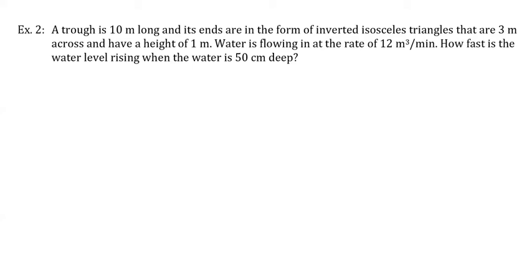How fast is the water level rising? So what are we finding? No, we've got the change in volume. How fast is the water level rising? Second, the change in height, so we're finding dh by dt, when h equals 50 centimeters. But some things in here are in meters, so we're going to change that to 0.5 meters. This one's a bit of a tricky one, so let's draw it.